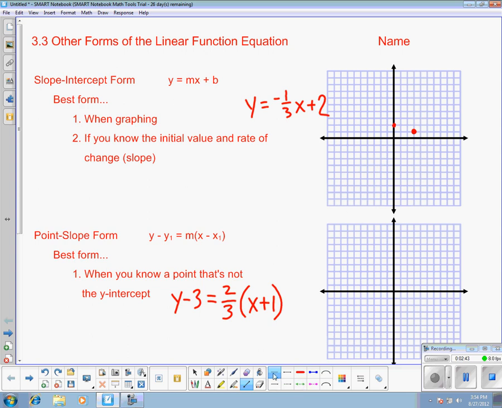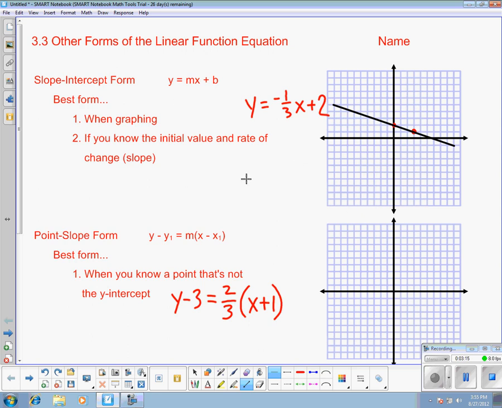And now my line, I'm going to get another few points in my head by tracing that slope just so that my line ends up in the proper location. And there we go. And that would go on forever in both directions. That line is all the points that make this equation true. So anytime you need to graph a line, that's usually the way to do it. And if you know the initial value in a linear situation and the rate of change or the slope, this is the way to go because you can put those two things right in.